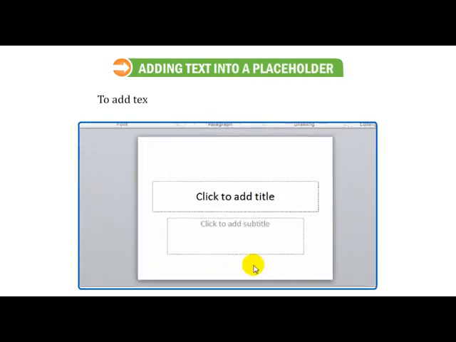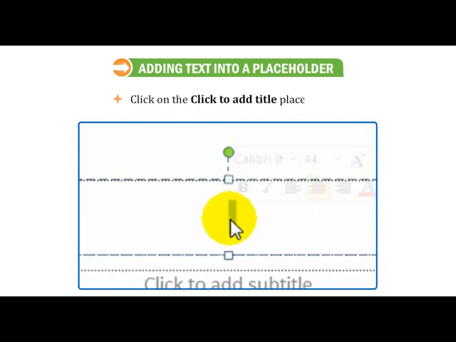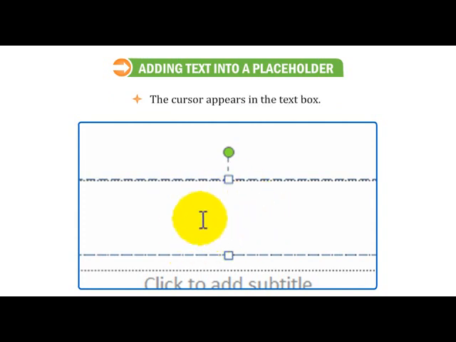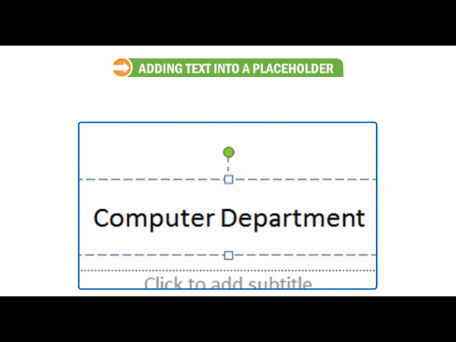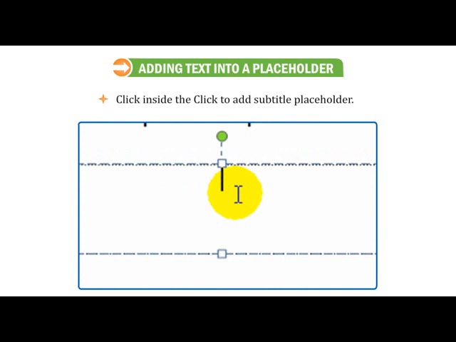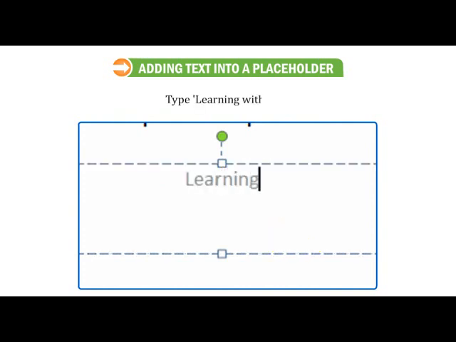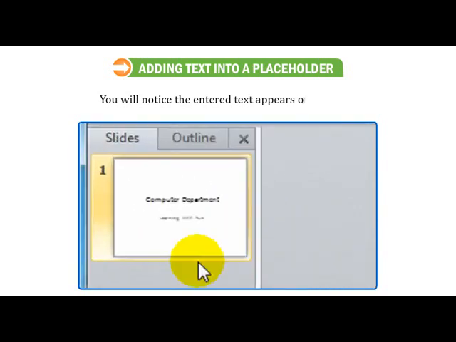Students, let us understand how to add text into a placeholder. To add text inside the placeholder, follow these steps. Click on the Click to Add Title placeholder. The cursor appears in the text box. Type Computer Department. Click inside the Click to Add Subtitle placeholder. Type Learning with Fun. You will notice the entered text appears on the slide.